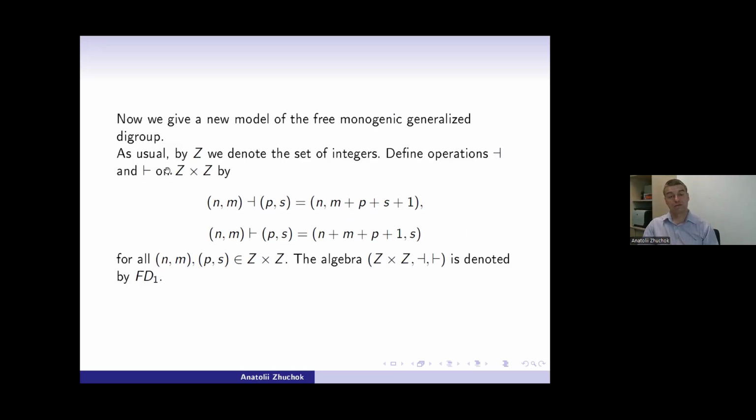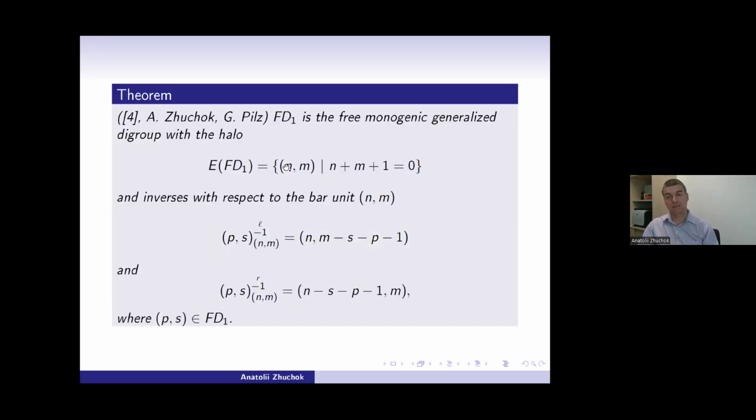Monogenic case: we take the set of integers, the direct product, and these two operations. And then we get the algebra FD1, and FD1 is the free monogenic generalized D-group with the hollow EFD1. This hollow is the set of bar units, with inverses which are defined by these formulas with respect to our fixed bar unit.